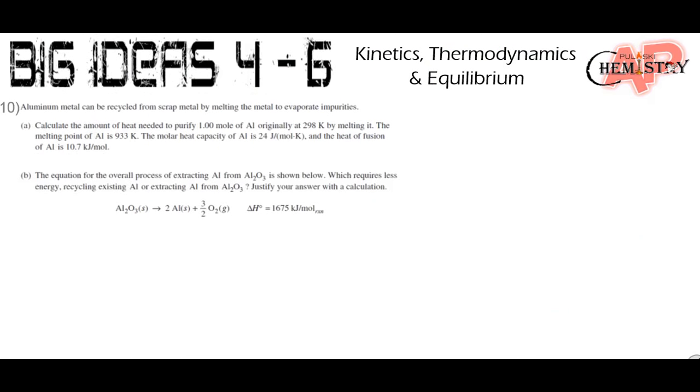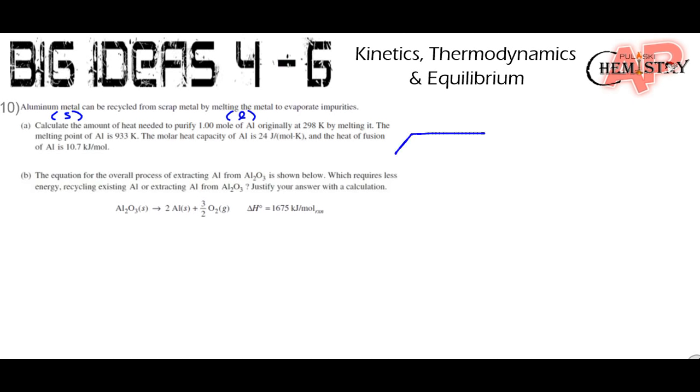This next problem can be extremely confusing, and you can approach this in a couple ways. So it says aluminum metal can be recycled from scrap metal by melting the metal to evaporate impurities. So I want to go from a solid to a liquid. Well, that's a phase change. So it says, A, calculate the amount of heat needed to purify 1 mole of aluminum originally at 298 Kelvin by melting it. The melting point of aluminum is 933 Kelvin. The molar heat capacity of aluminum is 24 joules per mole Kelvin, and the heat of fusion of aluminum is 10.7 kilojoules per mole.